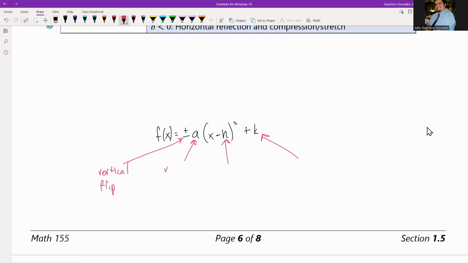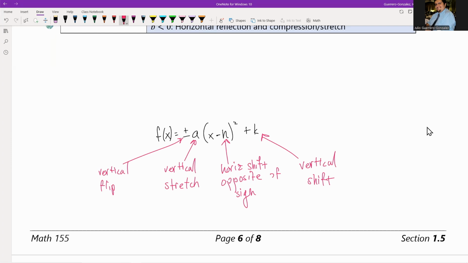The a is gonna be the vertical stretch, okay? The h is going to be the horizontal shift, and it's going to be opposite of whatever sign that's there. So remember, if it's negative, you move it toward the positive. If it's positive, move it toward the negative, right? And then the plus k at the very end, that's going to be your vertical shift according to the sign. Got it? Okay, so if it's plus 3, you move it up 3. If it's negative 5, you move it down 5.